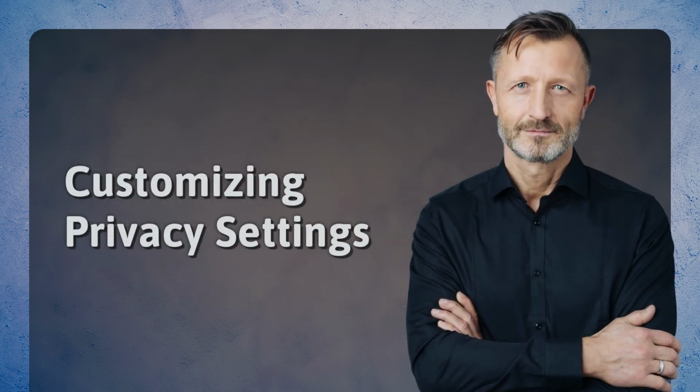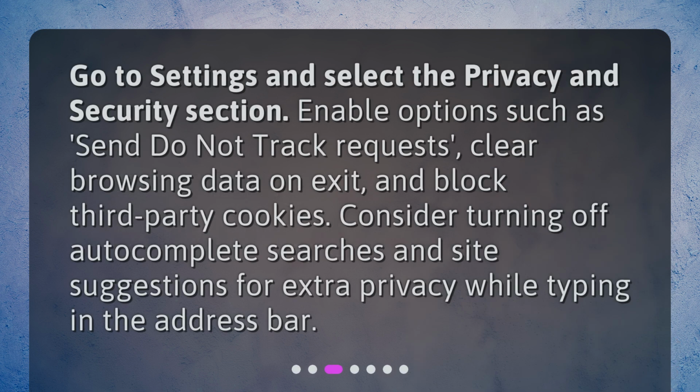Customizing privacy settings. Go to Settings and select the Privacy and Security section. Enable options such as Send Do Not Track requests, clear browsing data on exit, and block third-party cookies. Consider turning off autocomplete searches and site suggestions for extra privacy while typing in the address bar.